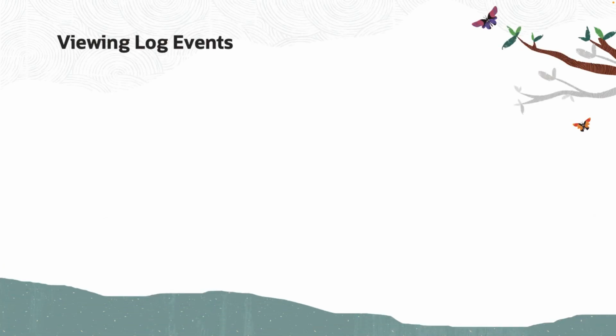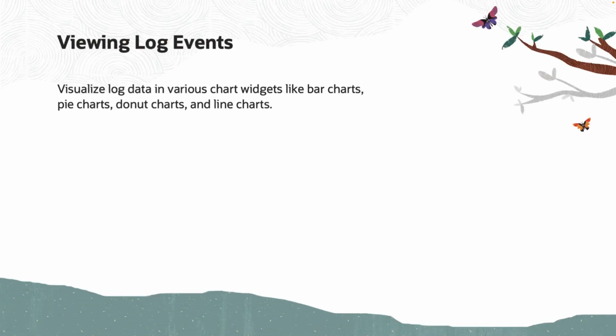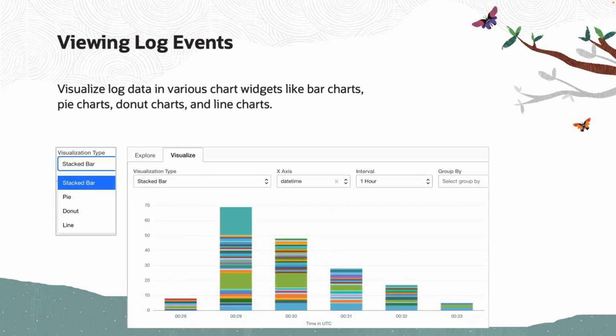Logging service also provides you features to view the filtered log data. You can visualize data with chart widgets. You can choose the stacked bar chart or a pie chart, donut type, or line chart. And then the log data that is filtered or visualized can be auto-refreshed every 5 minutes or 15 minutes to view the most recent logs in real time.